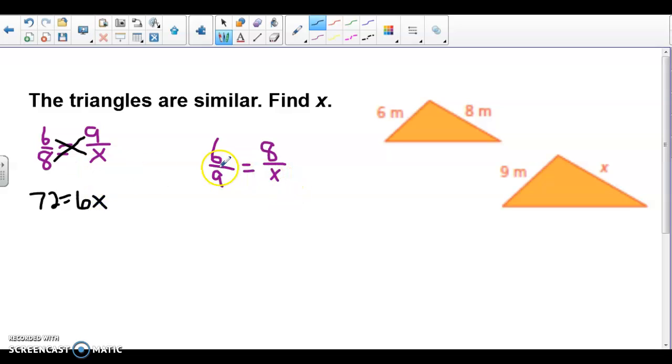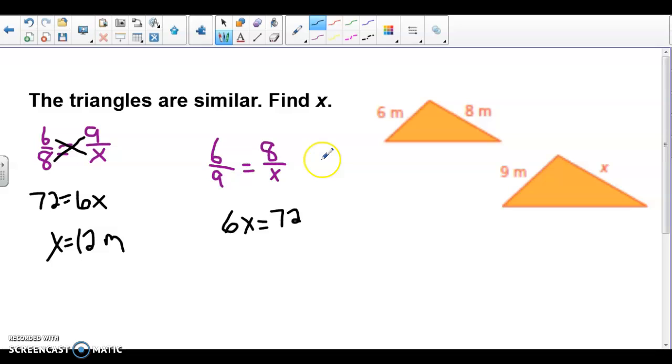And you don't have to do it both ways, but if you chose to solve it this way, you'd get 6x equals 72. Notice they're exactly the same. That's why you wouldn't have to do it both ways. You're going to get the same answer when you do this. So if I divide both sides by 6, I get x equals 12. So 12 meters is the length of x. And obviously this one would also be x equals 12 meters.